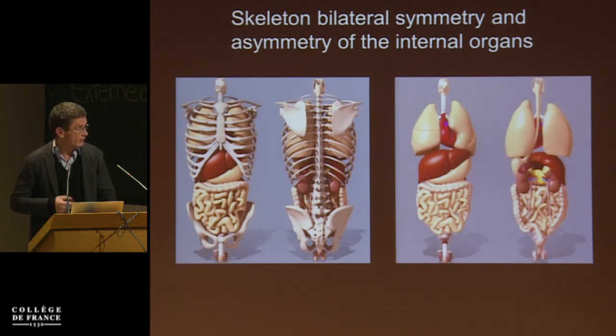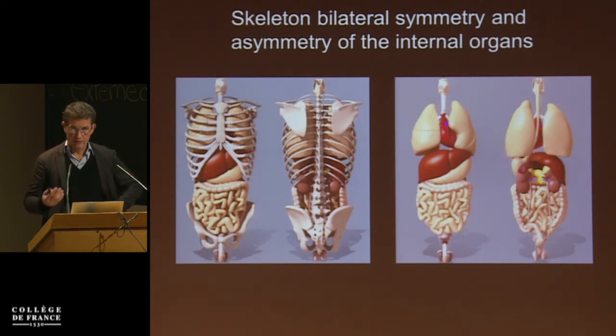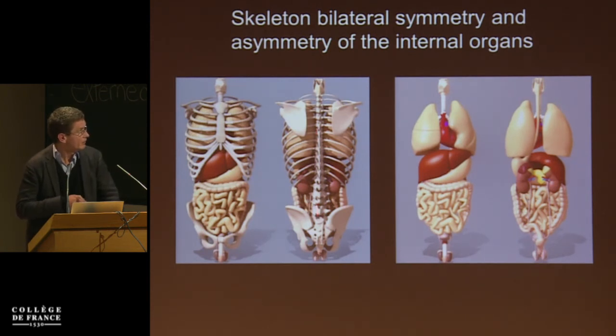So you heard yesterday Julien telling you about the system that breaks the symmetry of the embryo. The embryo, when it's generated, is originally bilaterally symmetrical, very quickly bilaterally symmetrical, and the symmetry is broken to give rise to the internal organs. But there is a set of structures that remain bilaterally symmetrical, namely the ones that I discussed that are derived from the paraxial mesoderm, but also others, such as the lateral plate derivatives.